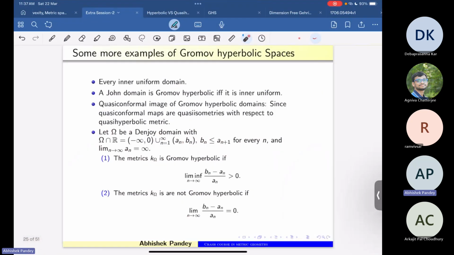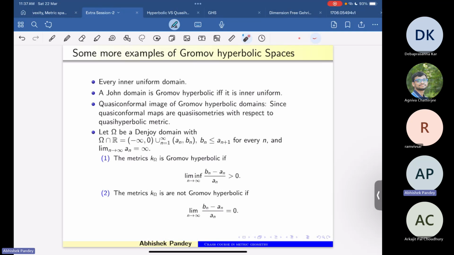Those two facts we need to use to prove that a John domain is Gromov-hyperbolic if and only if it is inner uniform. And the quasi-conformal image of Gromov-hyperbolic domains is again Gromov-hyperbolic, since every quasi-conformal map is a quasi-isometry with respect to the quasi-hyperbolic metric. These are some kinds of domains.